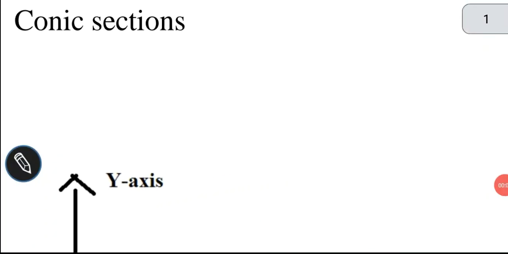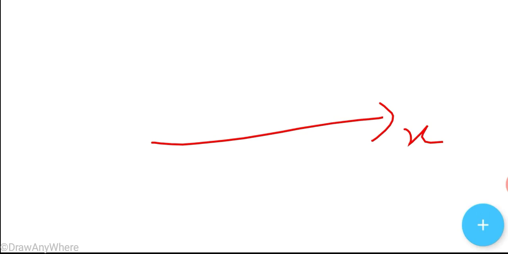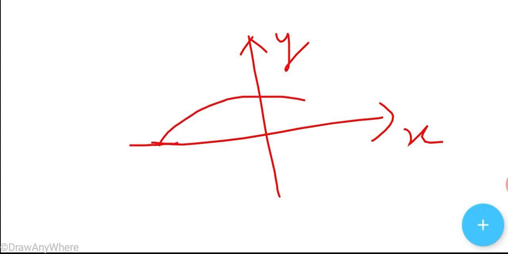Ellipse. Consider the x-axis and y-axis. In this xy plane, I am going to draw an ellipse whose major axis is along the x-axis.